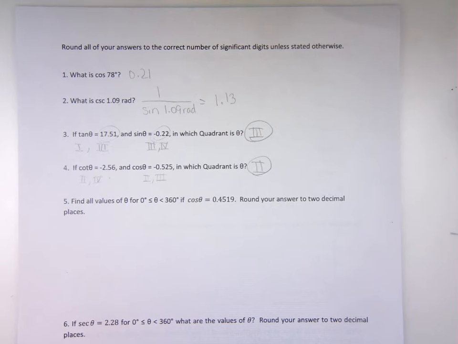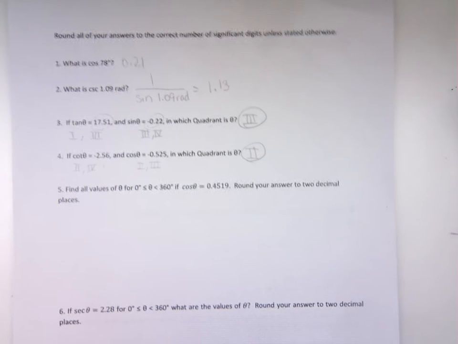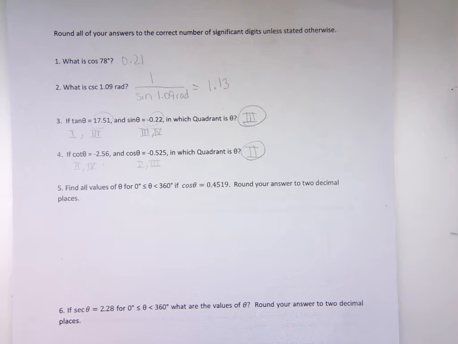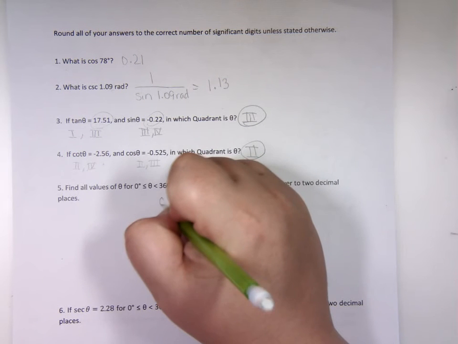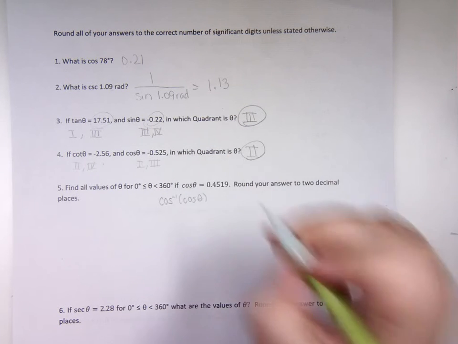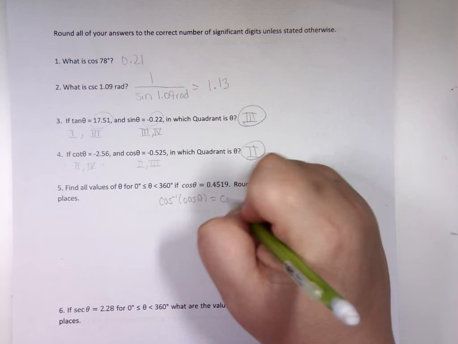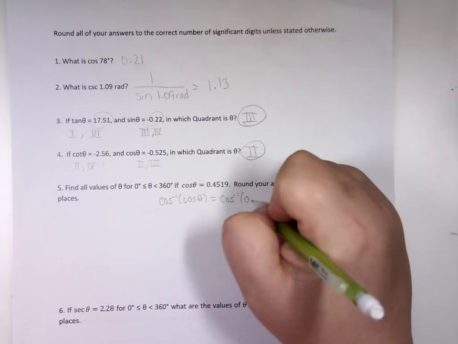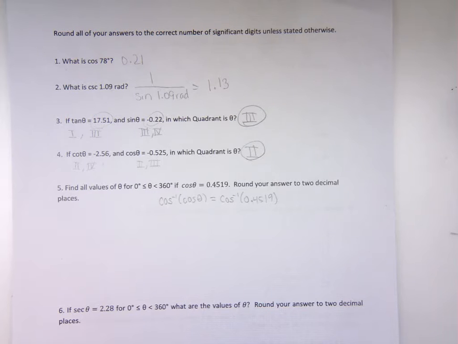Okay, number 5. Find all values for theta between 0 and 360 if cosine theta is equal to 0.4519. So first of all, we do cos inverse on both sides, so cos inverse of 0.4519, and again, because we know theta is in degrees, we need to make sure that our calculator is on the correct setting.